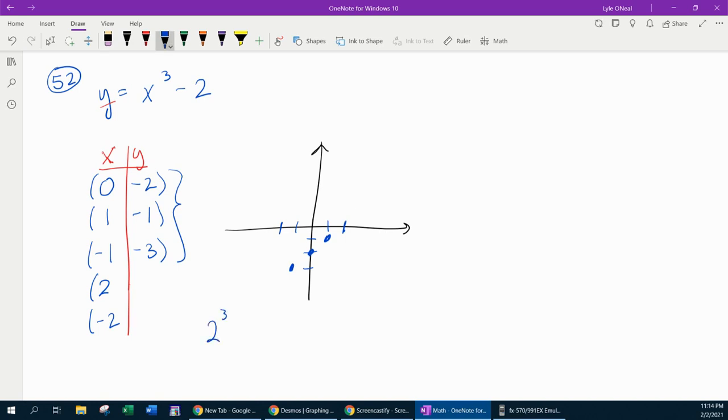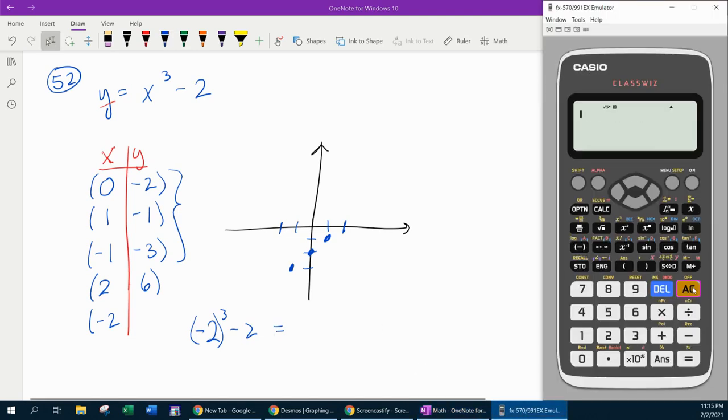2 cubed minus 2. 2 cubed is 8. 8 minus 2 is 6. And then we're going to do negative 2 cubed. Remember, negative numbers need to go in parentheses, especially if you're inputting this in the calculator. Okay, let me show. Parentheses, negative 2.